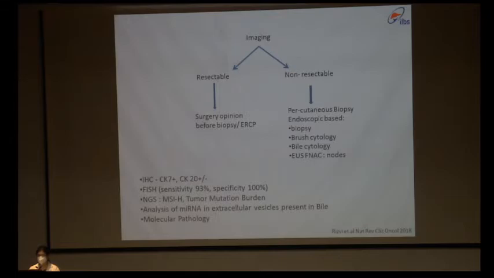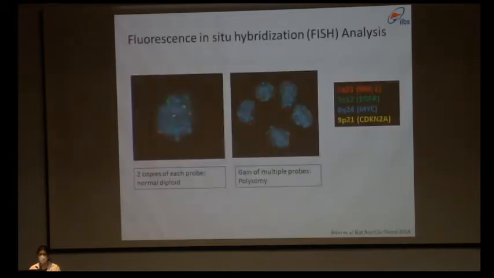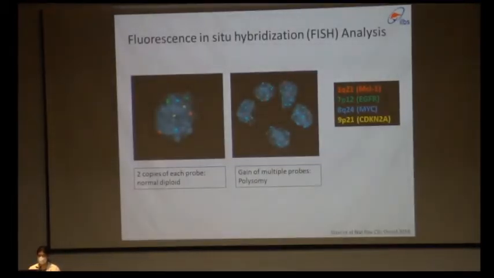An NGS panel is required for MSI-H and tumor mutation burden, because immunotherapy has a good advantage in those with high tumor mutation burden, and then molecular pathology is required. In the FISH test, fluorescent DNA probes are used, and 2 copies of each probe means a normal diploid. But if there is gain of multiple probes, like here the blue is more than 4 and red is 4, this means that there is a polysomy and it is diagnostic of cholangiocarcinoma.